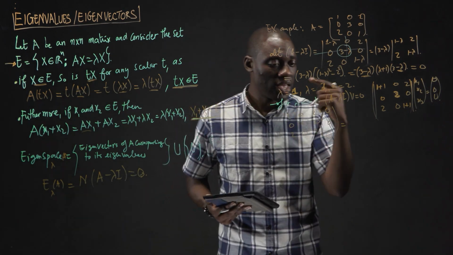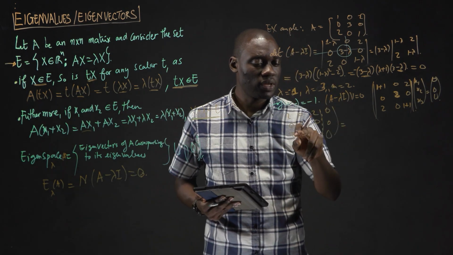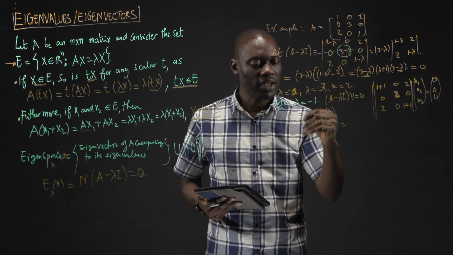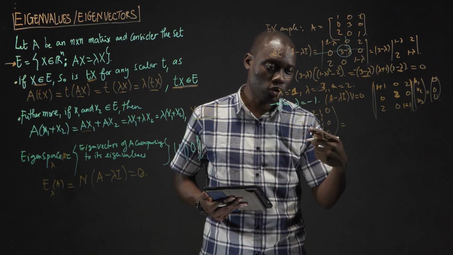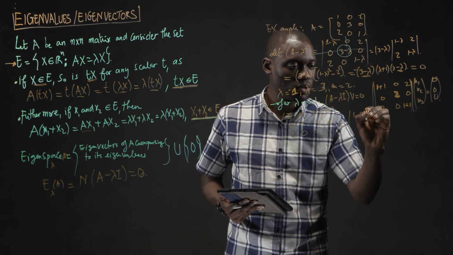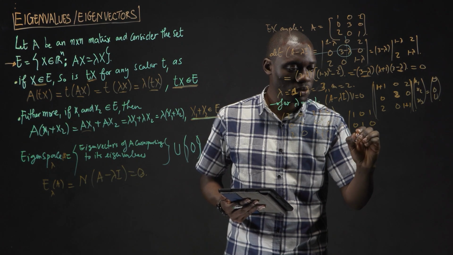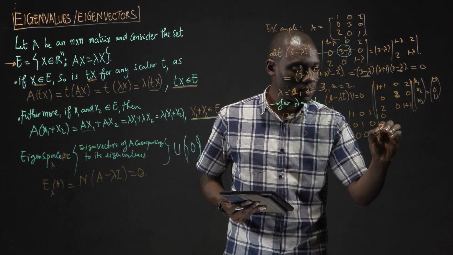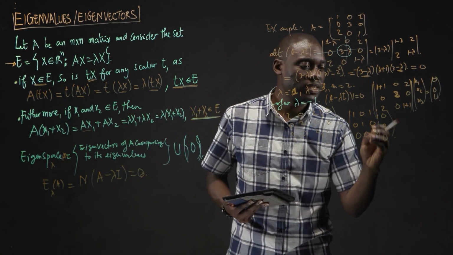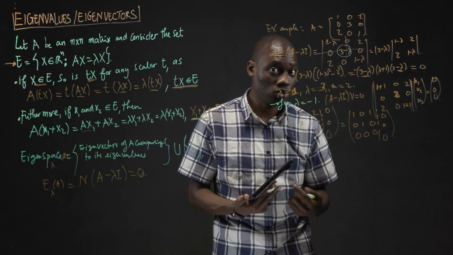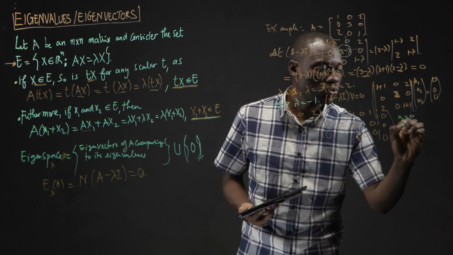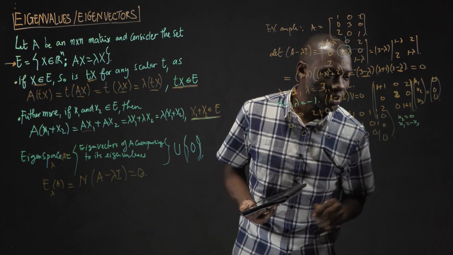So what we have is that if I divide the second row by 2, so I have 1 here, and if I do that, row 3 equals row 3 minus row 1, and I also divide row 1 by 1, I will have 1, 0, 1, 0, 1, 0, 0, 0, 0. Right, and then from here we can easily see that x2 equals 0, and we can see that x1 equals minus x3.